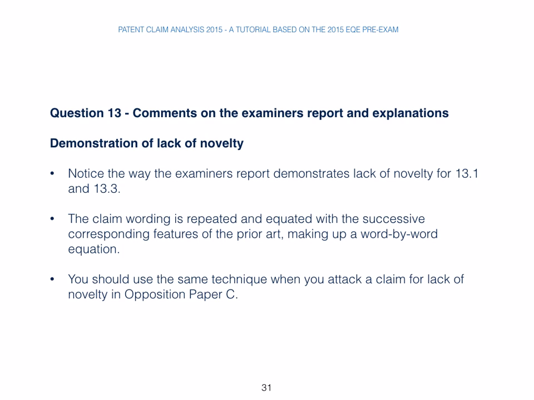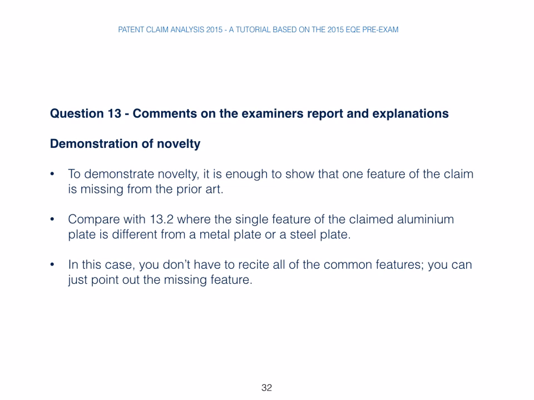Now let's discuss how to demonstrate when a claim is novel. To demonstrate novelty, it is, however, enough to show that one feature of the claim is missing from the prior art. Compare with statement 13.2, where the single feature of the claimed aluminium plate is different from a metal plate or a steel plate. In this case, in other words, to demonstrate novelty, you don't have to recite all of the common features, you can just point out the missing features.